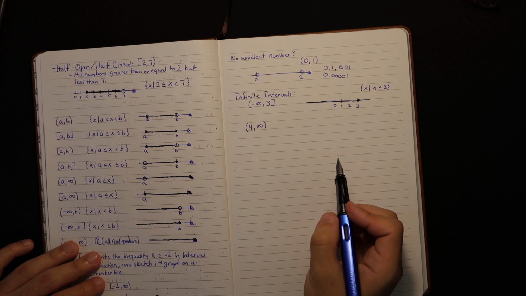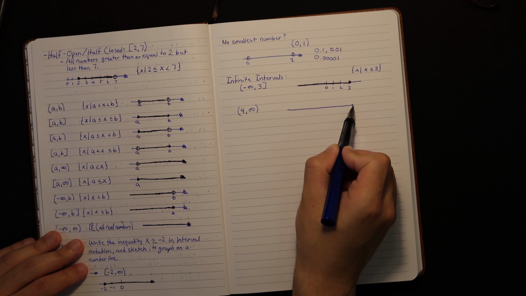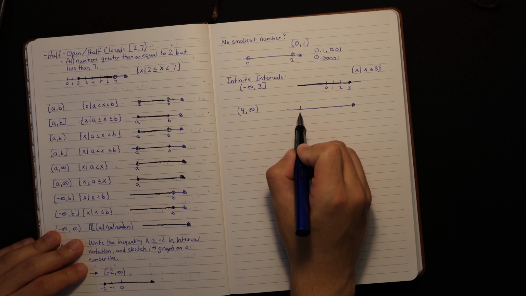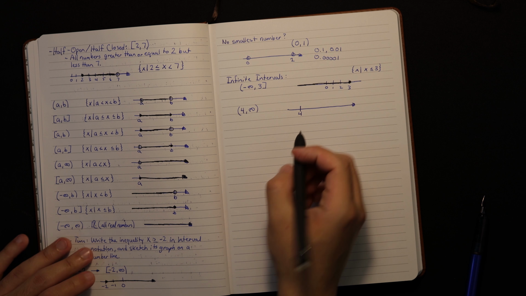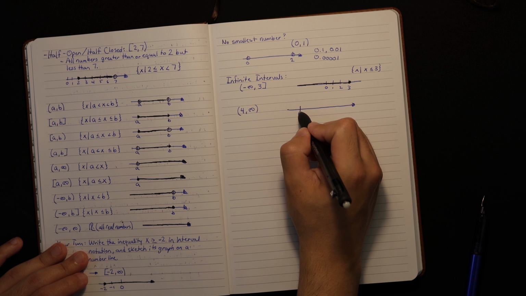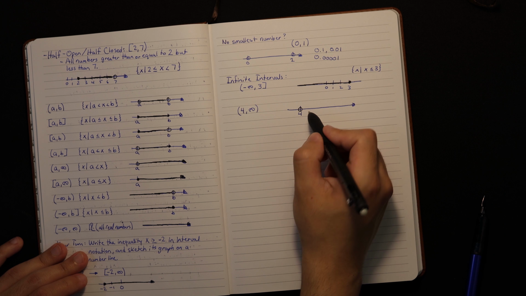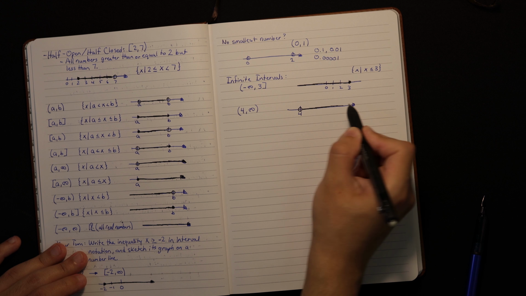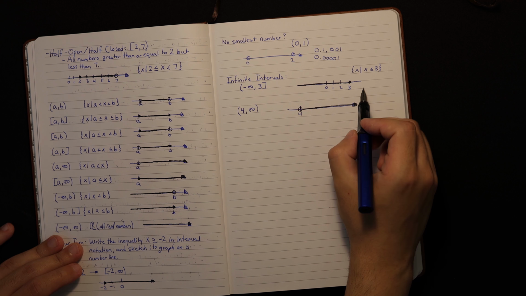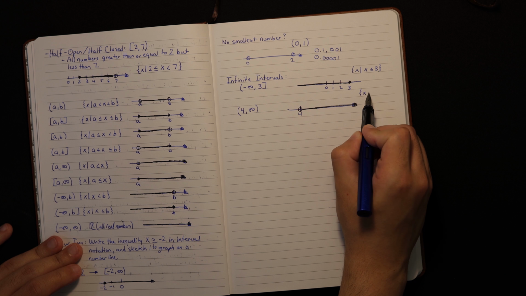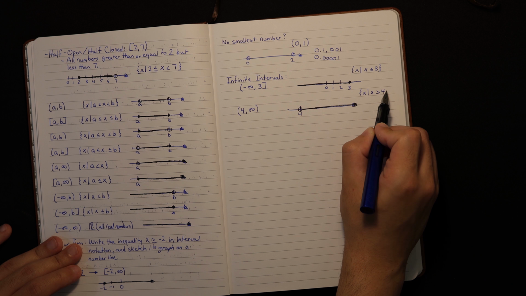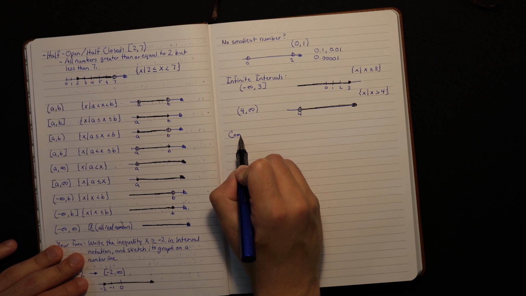and write its set notation. Now what you should get is a graph. Let's say this is the value of 4. Since we have a parenthesis at 4, the value 4 is not included, and the number line extends all the way to positive infinity. You can describe this interval as all real numbers x such that x is greater than 4. Now let's talk about combining intervals.